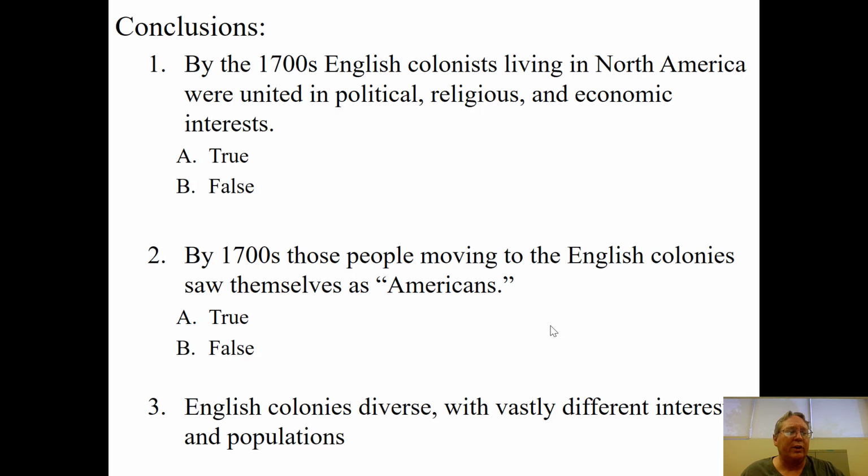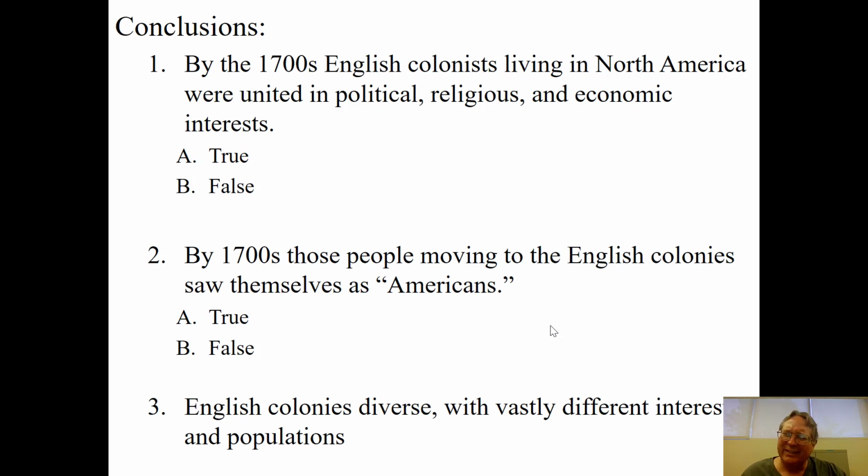So we're still nowhere near the point where these colonies are ready to become a country, right? What they are is very diverse colonies living in very different ways with very different populations. And with that being said, they are still English, right? They still do things the same way. They can still see each other as Englishmen or British subjects.